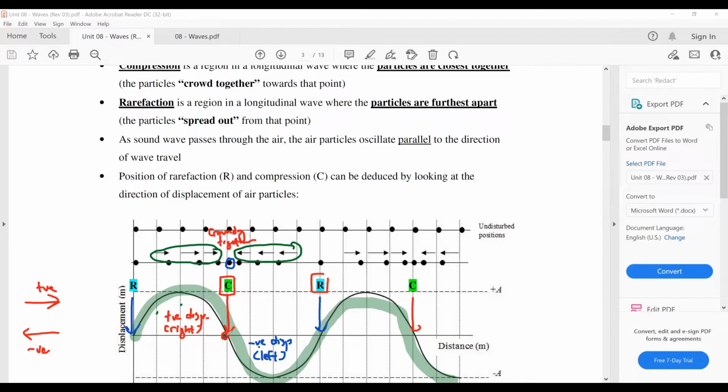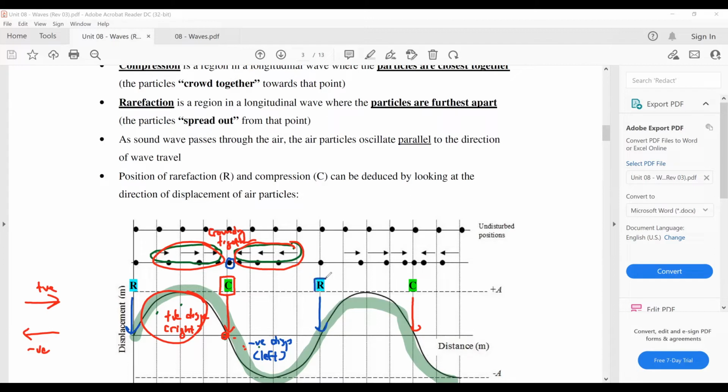Specifically, if you consider this point, you look at this side, all the particles are having positive displacement, meaning to say they're all moving towards the right. And then you look at the right side here, all your particles are having negative displacement, meaning to say all of them are moving towards the left. You're getting the impression that they're all crowding together. So this point here is going to be your compression point. All right. Now you can do the similar analysis for this point too, the refraction point.